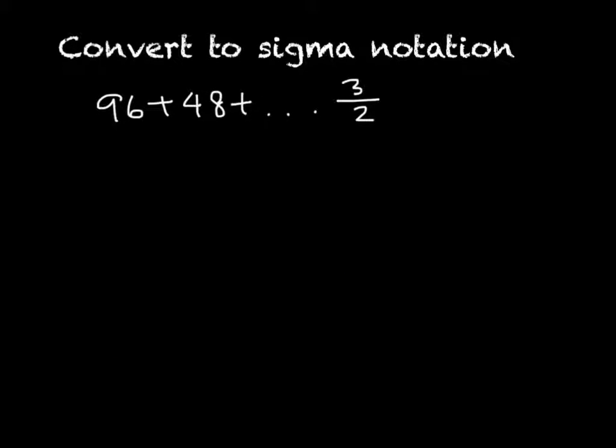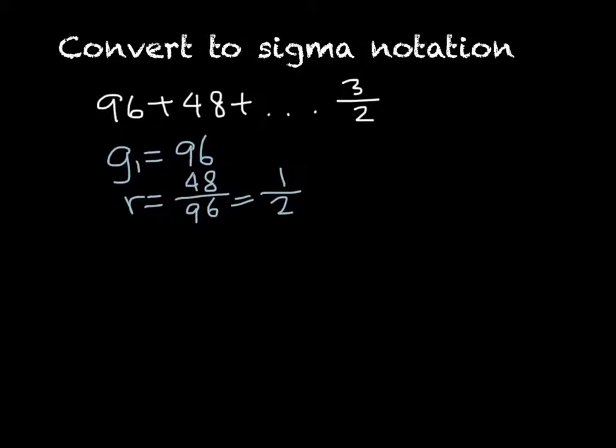You want to convert this series to sigma notation. So the first thing you want to do is come up with the nth term formula for the sequence. We know that our first term is 96. Our ratio is 48 over 96, or 1/2. So that gives our nth term formula as 96 times 1/2 to the power of n minus 1.